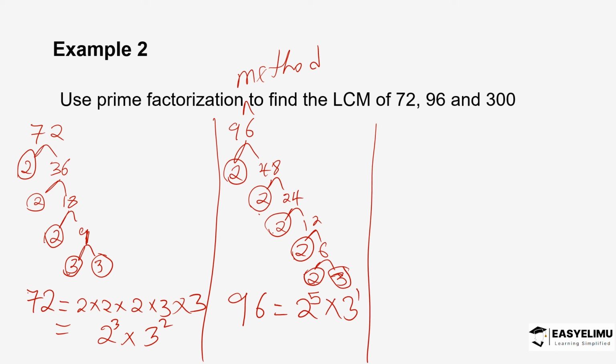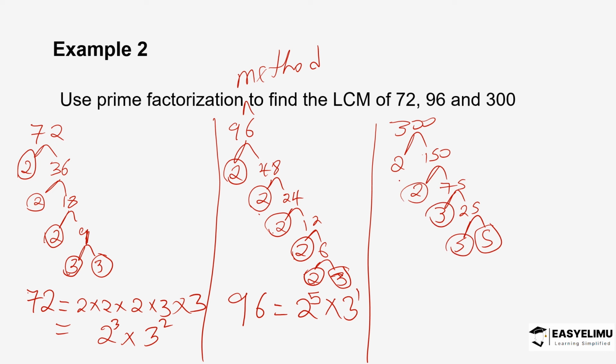Finally, we have 300. So 2 goes into 300, 150. 2 goes into 150, 75. 3 goes into 75, 25. And 5 goes into 25 5 times. So once we have the prime number there, we stop. Then you pick all of them here. So 300 will be written as 2 power 2 times 3 power 1, and then times 5 raised to power 1.